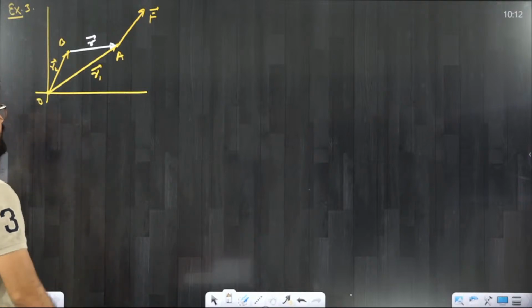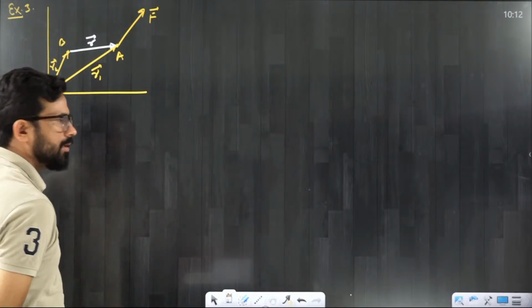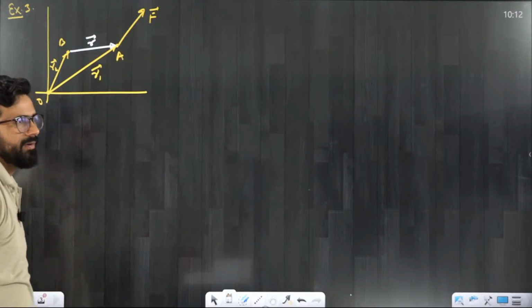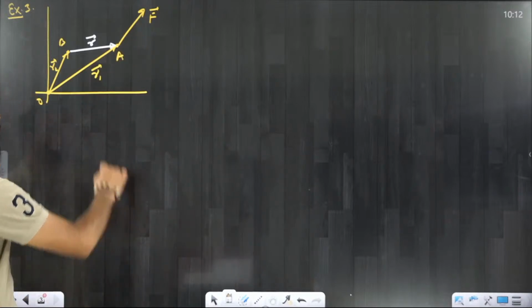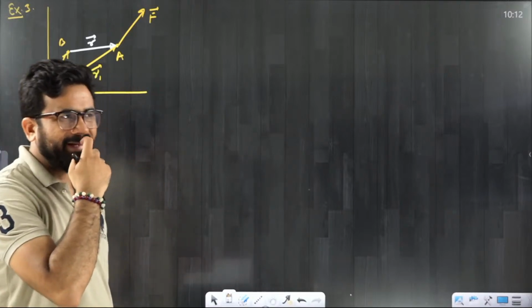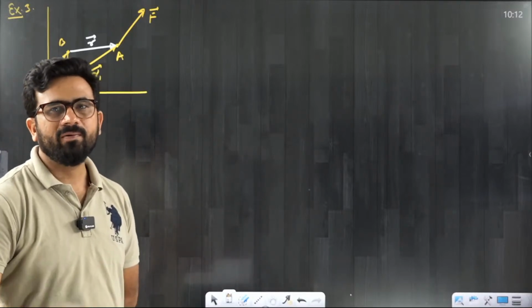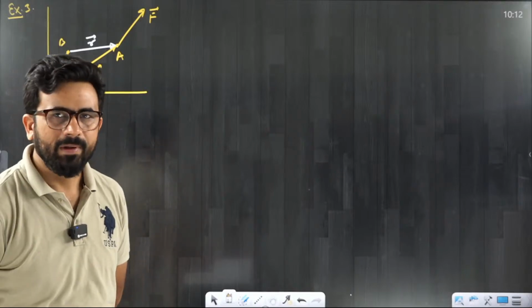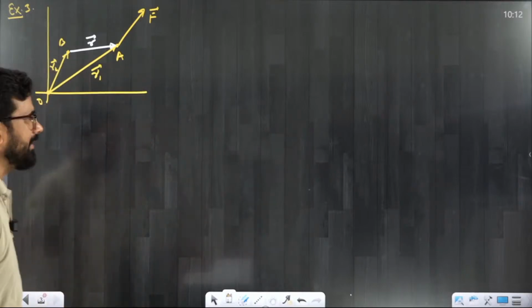Now the question is very simple. R1 is given to you, R2 is given to you, F is given to you, and we have to calculate the torque about A or about B or about O. What I told you in Example 1, that type of question you can already see in the PYQ. This type of problem also you can see in a PYQ. So try to understand, you will learn it.